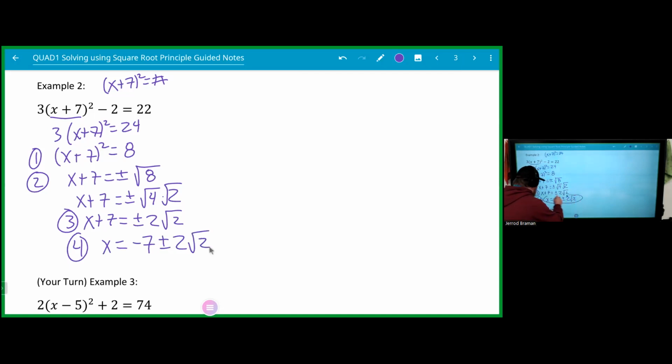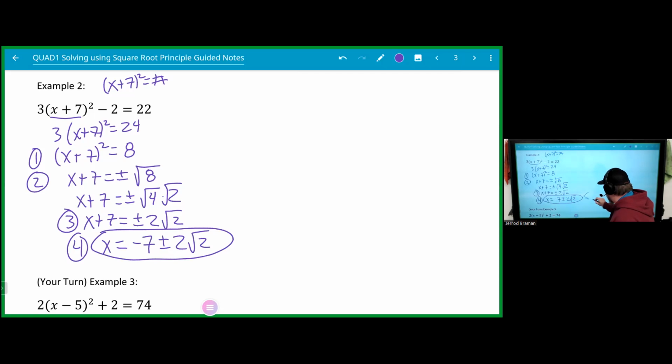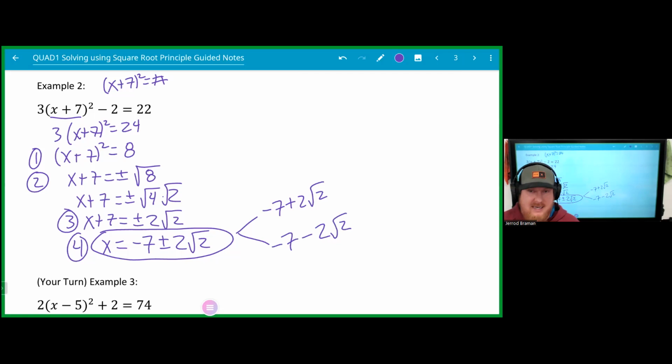And here's what this means, just as a reminder. This means I have 2 solutions. One of the solutions is negative 7 plus 2 times the square root of 2, while the other solution is negative 7 minus 2 times the square root of 2. That's what the plus and minus means. All right, you've seen a couple examples. Notice how those aren't negative numbers in there yet.